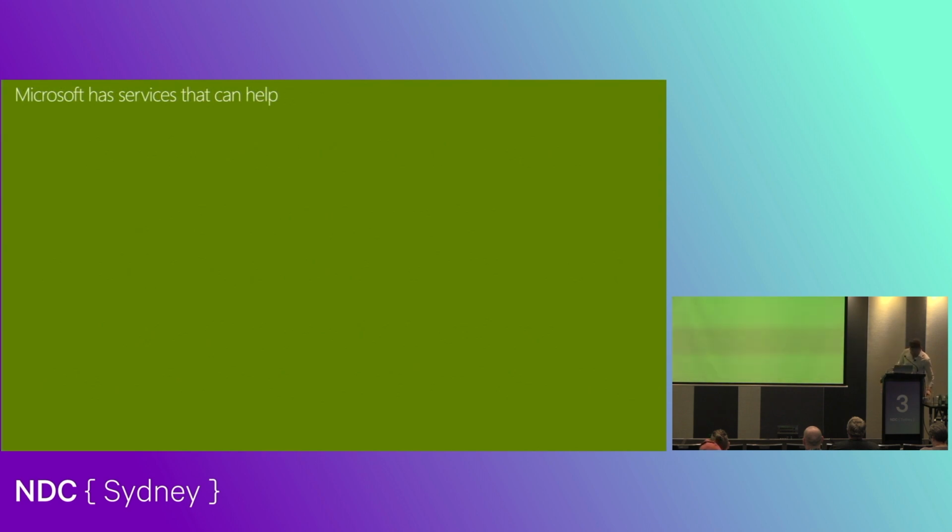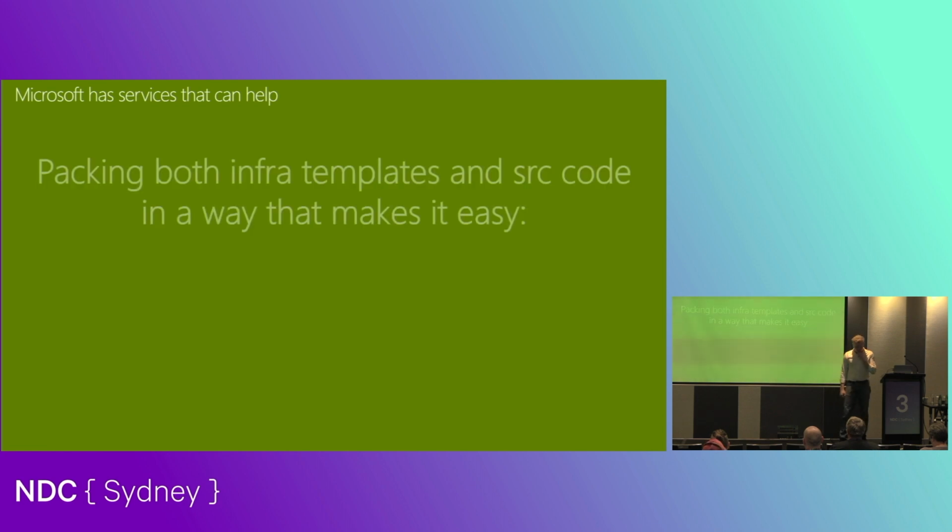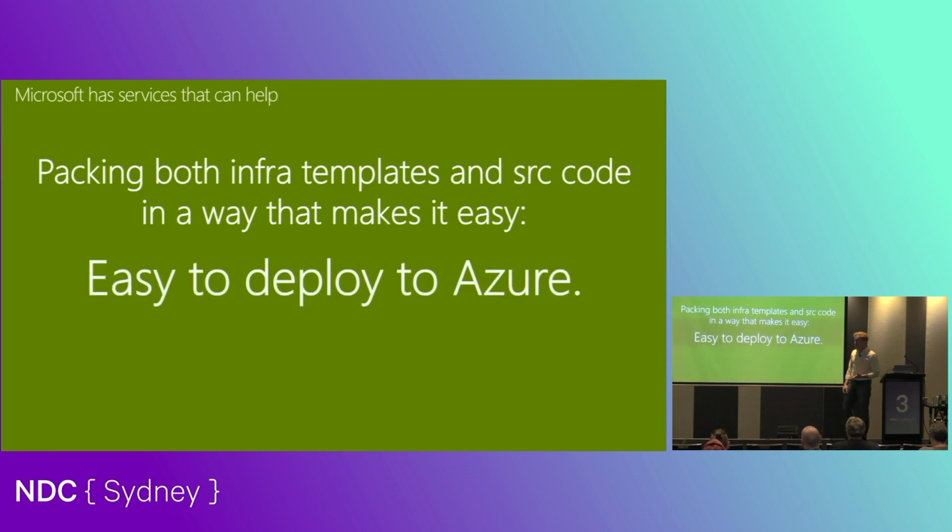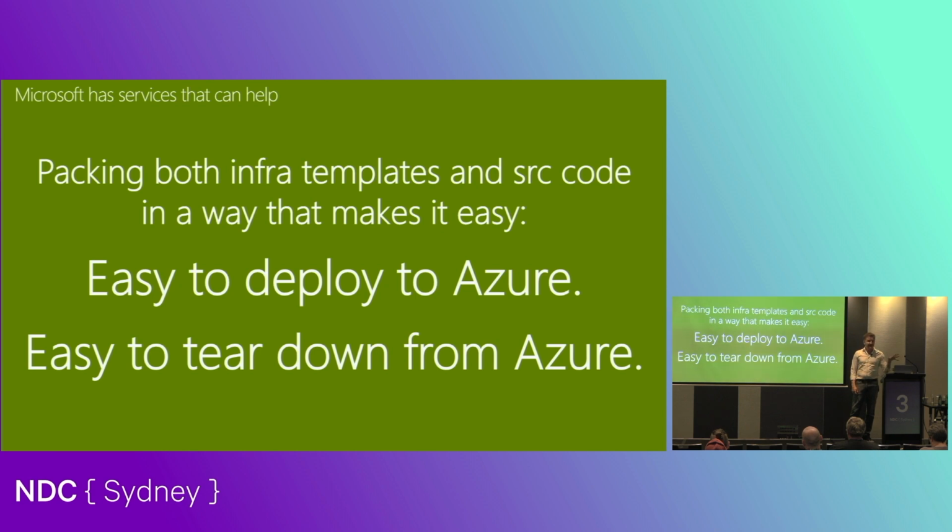So what do we do? Let's move over to talk about things that can help in this scenario. And there are some tools. The idea is to have your infrastructure as code, as templates, as source code in a way that makes that easy to deploy to Azure, right? With automation, and many here were doing that already. But the kicker is easy to tear down from Azure as well. And there were a few that claim that you're doing that. And that's great. That's really good.